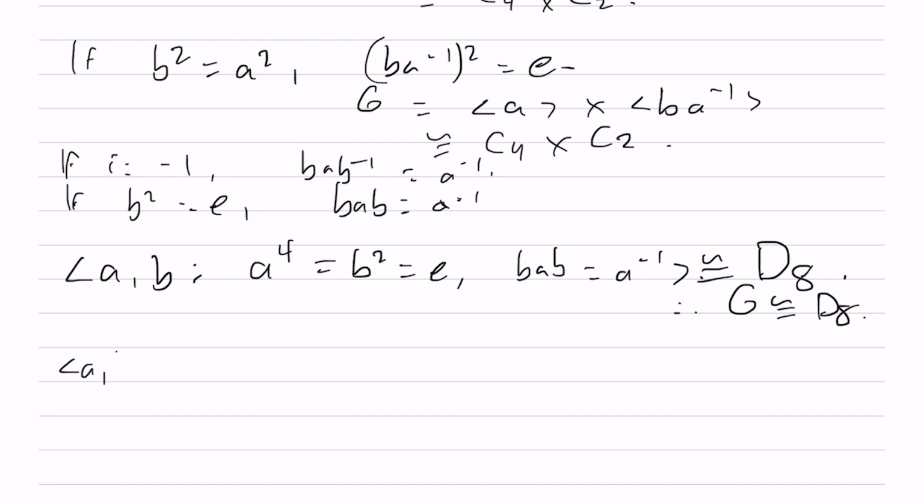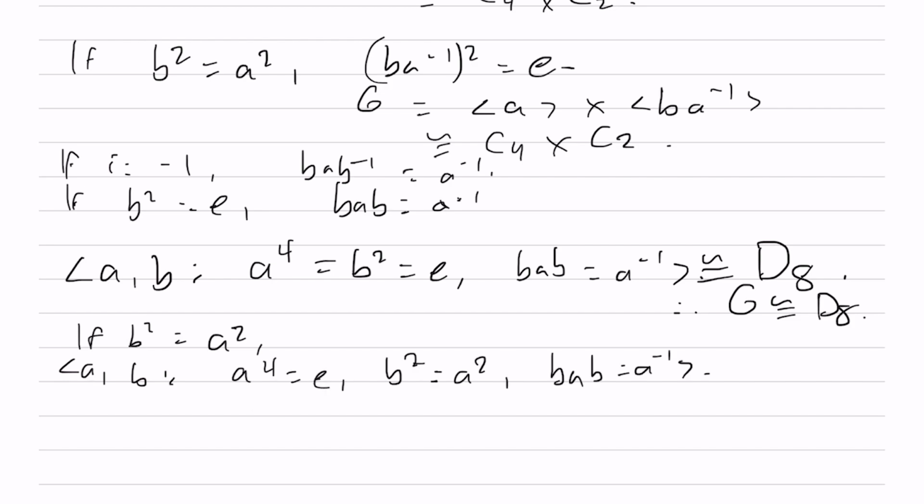And if B squared is A squared, let's have a look now instead at this presentation. Now this is a presentation of the quaternion group. So G must be isomorphic to the quaternion group.